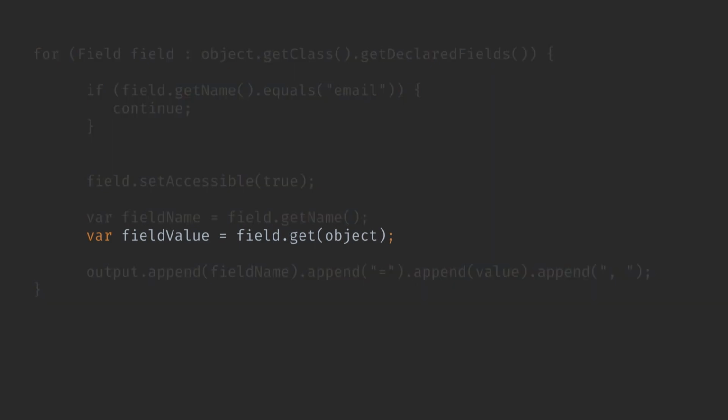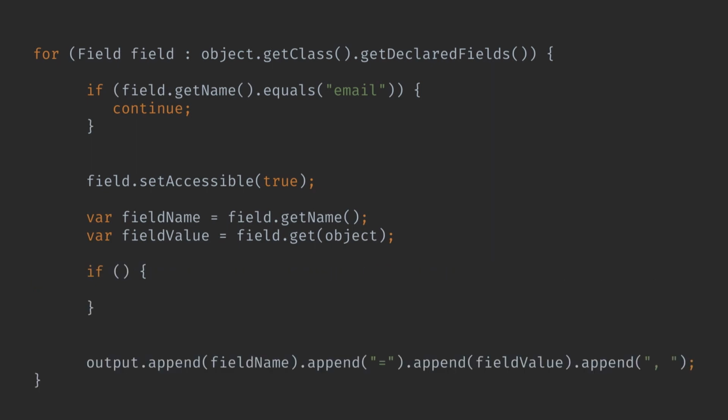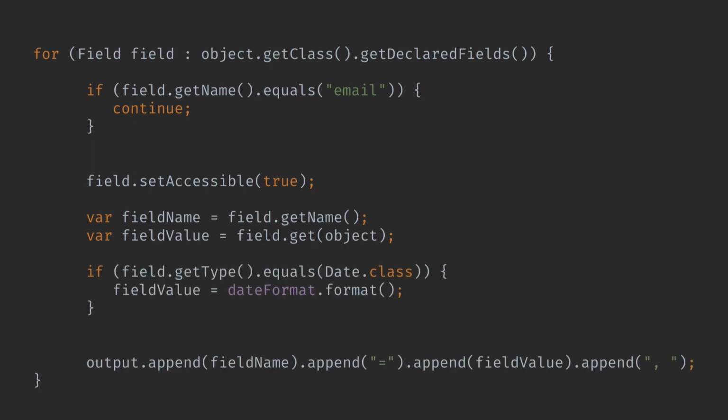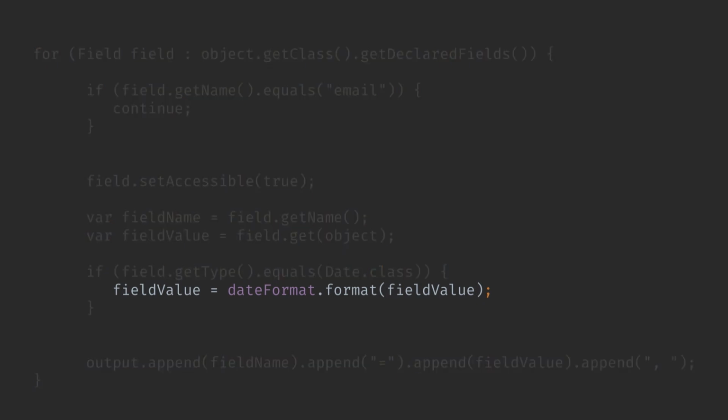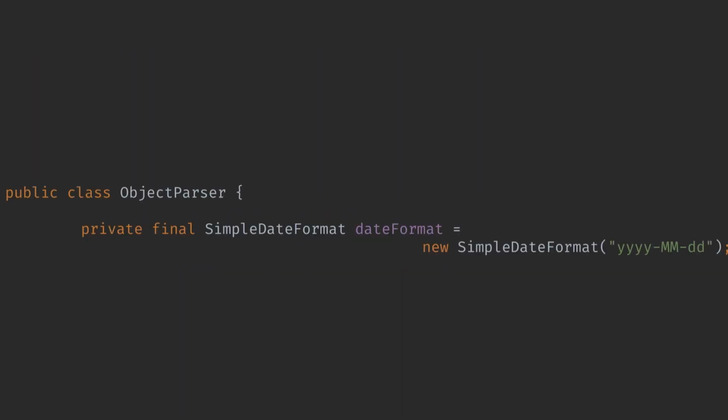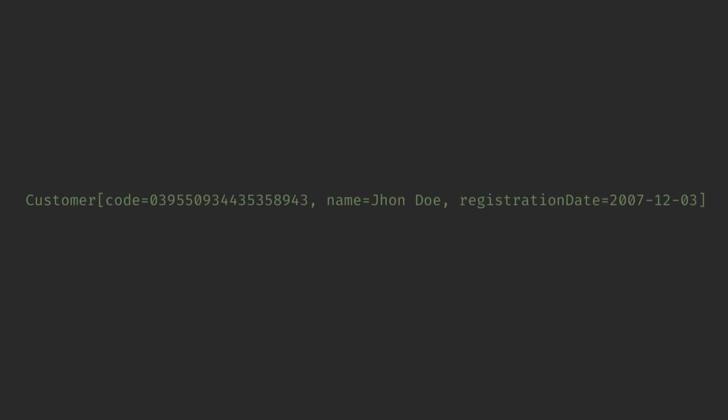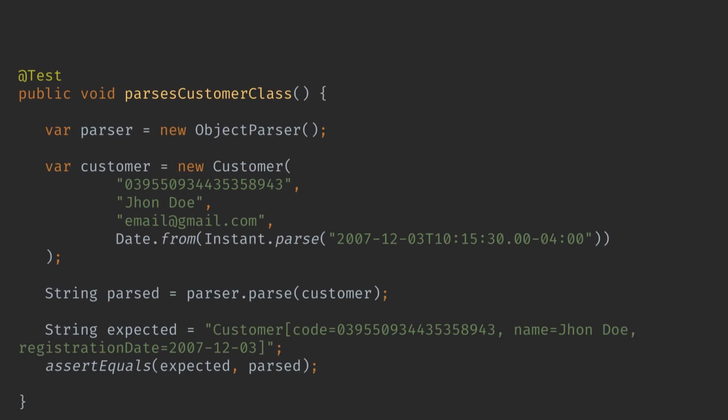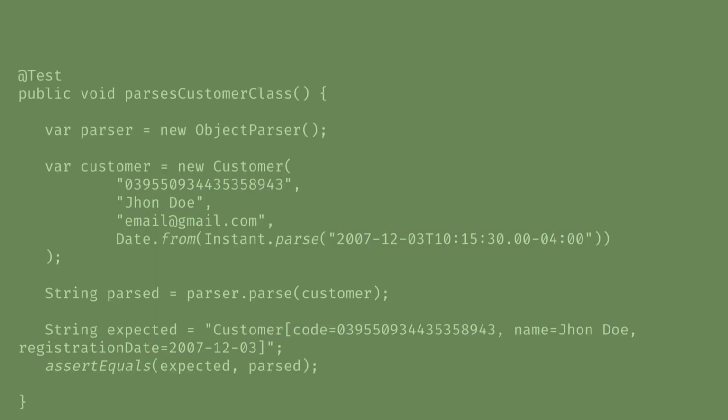Now to format the date, we need to override the field value variable, only if the field type is equal to a date. Then we format the field value variable itself. This date format object is just a field I've created in our object parser class containing the format to display the date. After running the code again, we get the string representation we want, and the test we wrote before is passing without any problems.